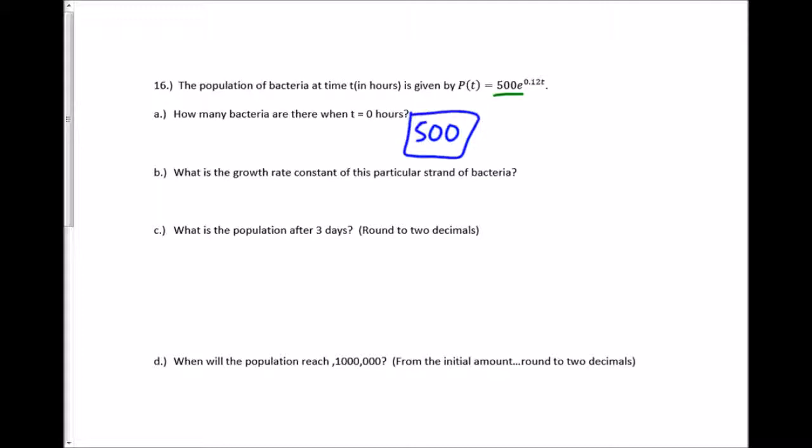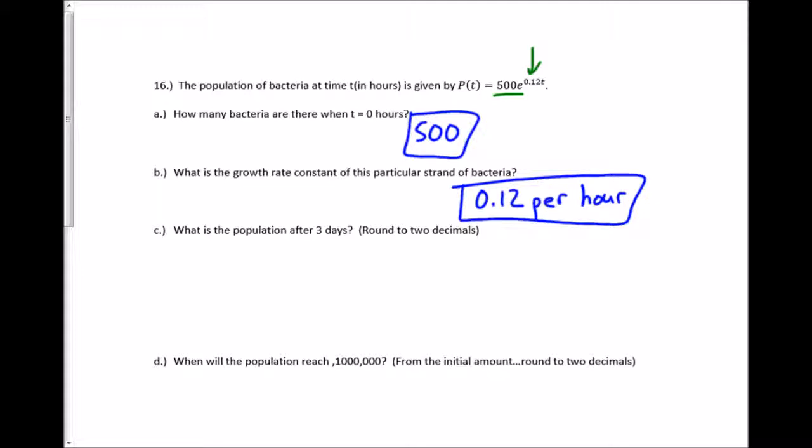You can plug the 0 in for t, and you should come up with the same value. The next thing asks me, what is the growth rate constant of this particular strand of bacteria? So the growth rate constant is the k value, which is located right here. So my growth rate constant is 0.12, and I should slap some units on there. That's per hour. And I know it's per hour because time is given in hours. So my growth rate has to be per hour.